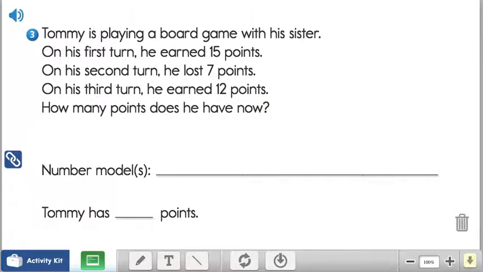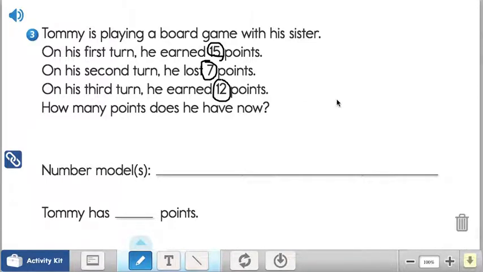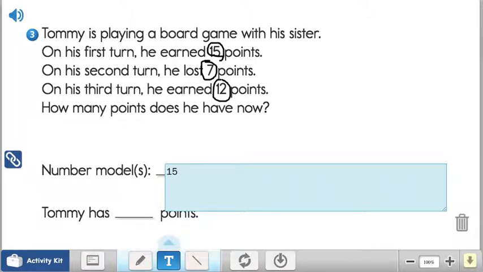Let's take a look at one more before we're done. Again, we're going to look: 1, 2, 3 numbers. So those 3 numbers are going to be used to solve this problem. So let's see here. It says Tommy is playing a board game with his sister. On his first turn, he earned 15 points. So 15. On his second turn, he lost 7 points. So minus 7 equals question mark.